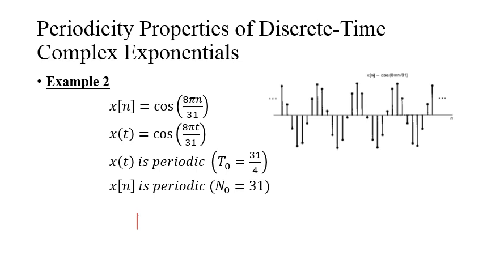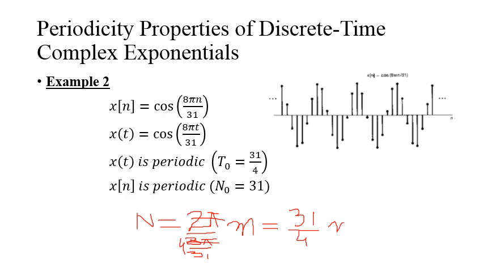Similarly for this case, I hope you can easily find it. N equals 2 pi by frequency, where the frequency here is 8 pi by 31. So 2 pi divided by 8 pi by 31 results in 31 by 4 into m.